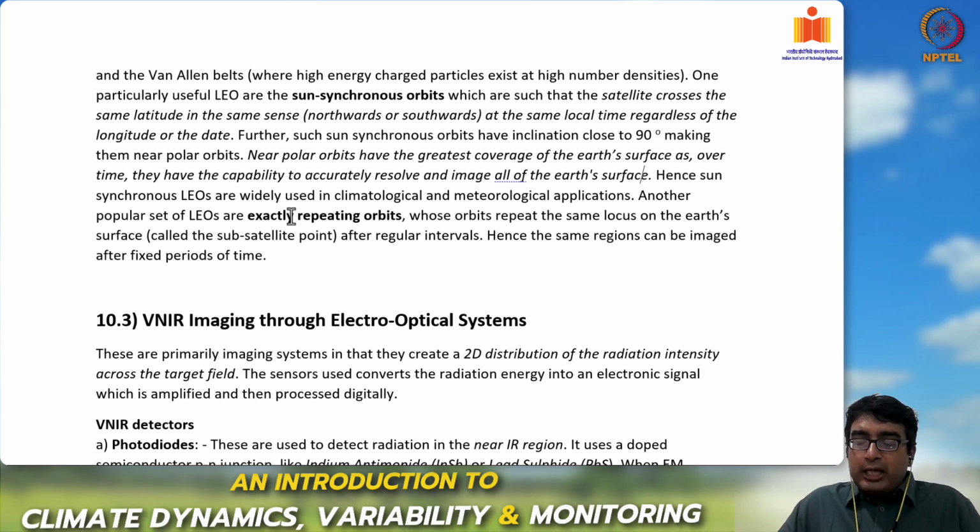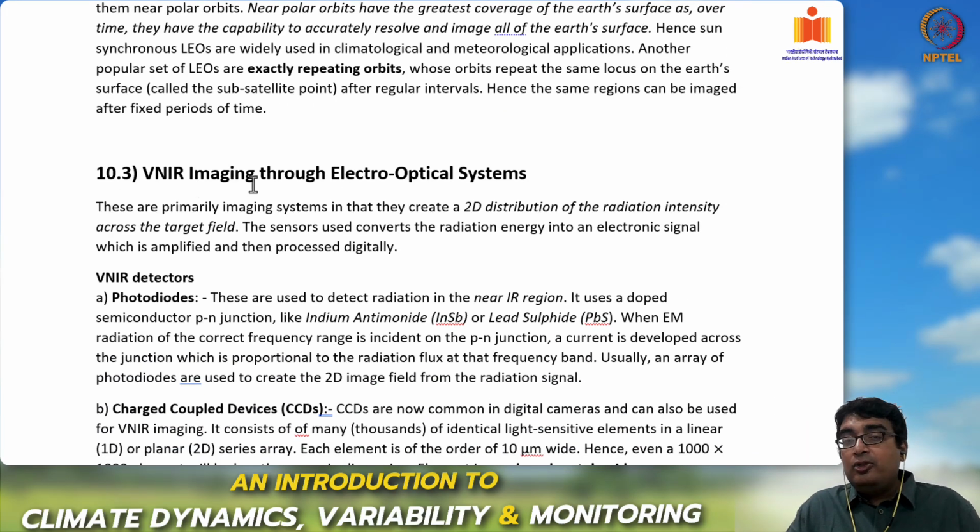Now that we have looked briefly at what type of satellites these detectors can go in, let us now look at the various types of detection systems that can be used. The first type that we will discuss is VNIR imaging through electro-optical systems. Remember, VNIR means visible and near infrared. So, their range is between 0.3 micrometers and 3 micrometers.